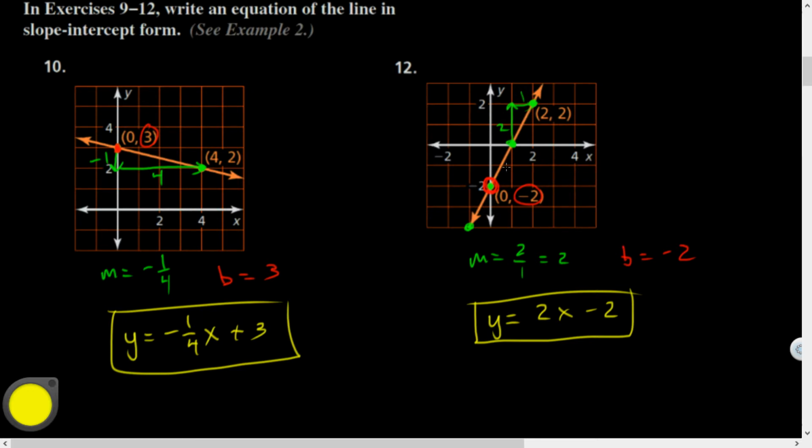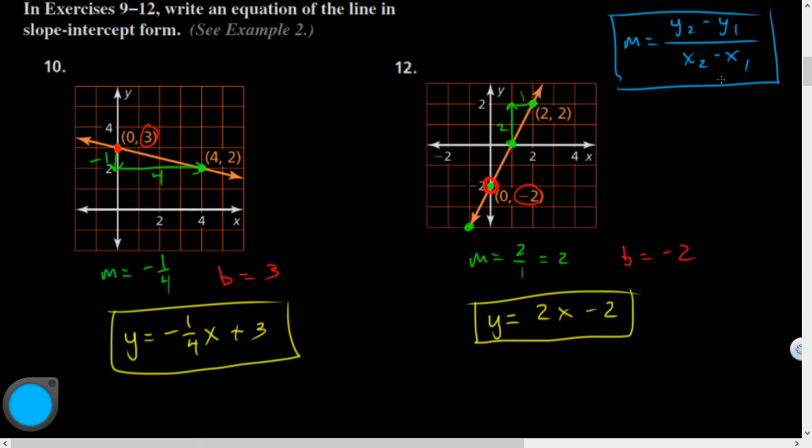Another way, by the way, that you can find the slope is using the slope formula. m is equal to y2 minus y1 over x2 minus x1. We talked about the slope formula a while back. You need to smuggle that in your brain box for a test, by the way. That's not something I'll give you. That's something you smuggle in your brain box, like I said.